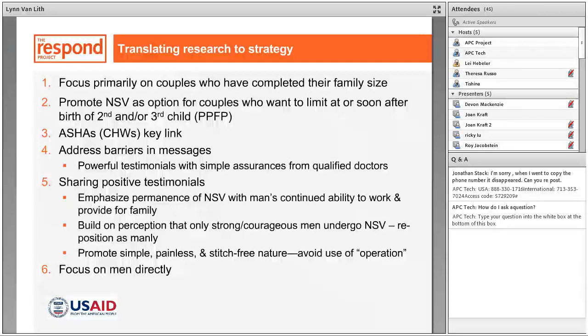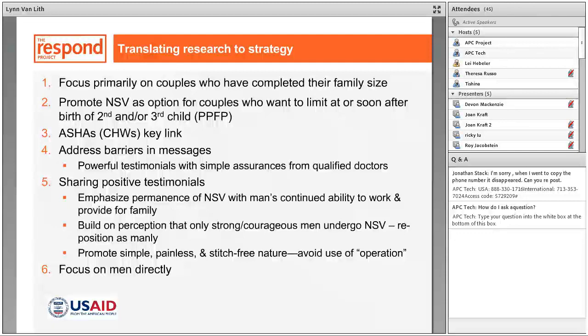We used powerful testimonials with assurances from qualified doctors who were reported to be quite trusted by men and women, and tried to share positive testimonials among men who had undergone the procedure. So the idea here was to address those barriers head-on by explaining that for men, it's a very simple and short procedure. Men can continue to work and provide for their family.